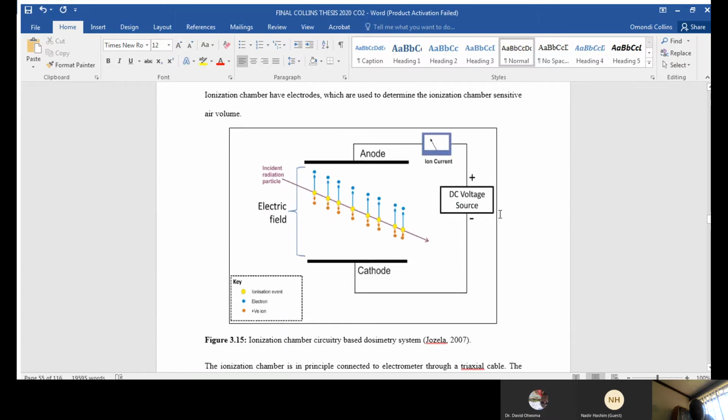So this is how the chamber works. Basically, it's an air chamber, so electrons move as you irradiate. Then the readings are taken from the movement of the electrons.